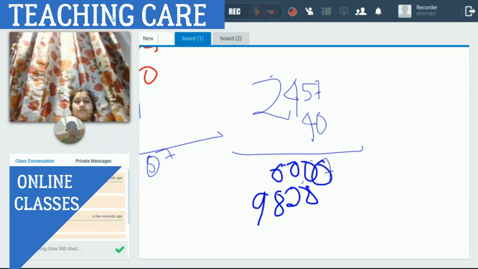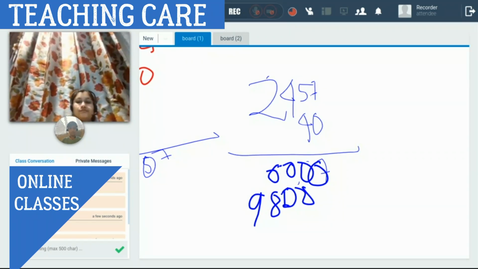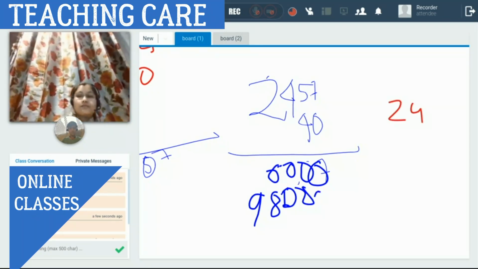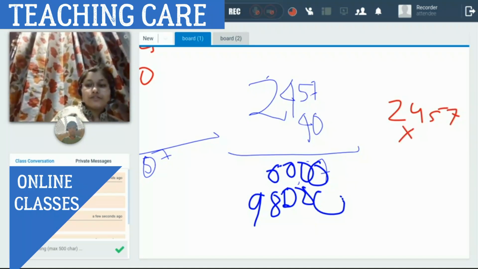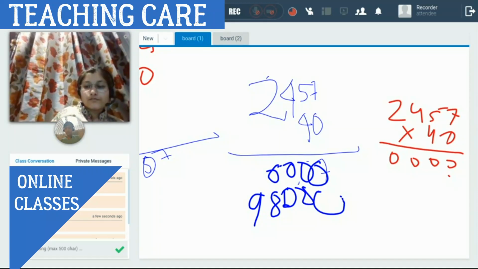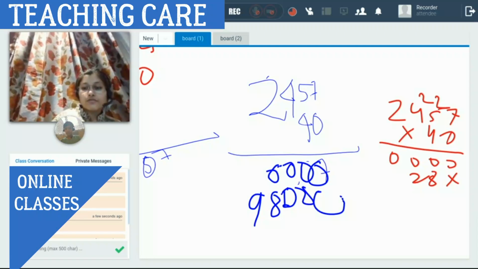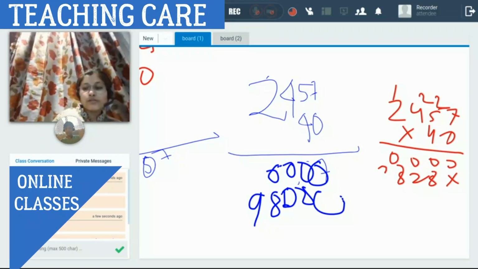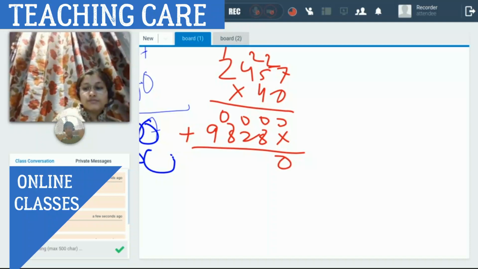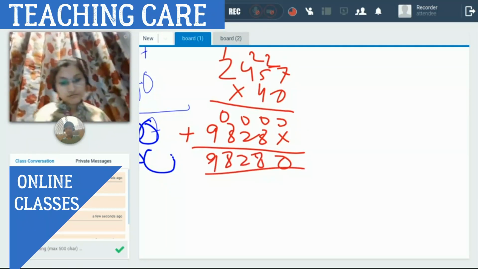So the answer is 98280. See, 2457 into 40. Zero, then 4 sevens are 28, 8 and carry over 2. 4 fives are 20, plus 2 is 22, 2 and carry over 2. 4 fours are 16, plus 2 is 18, 8 and carry over 1. 4 twos are 8, plus 1 is 9. So 98280.